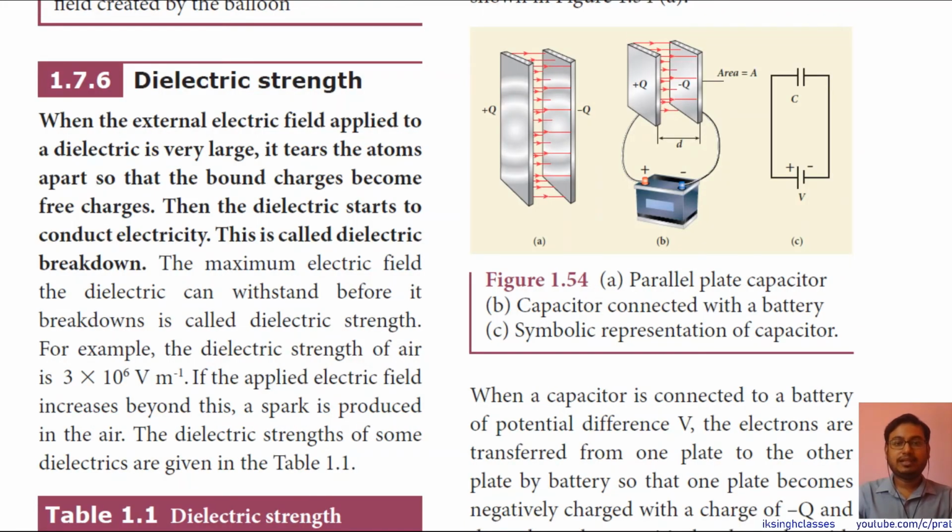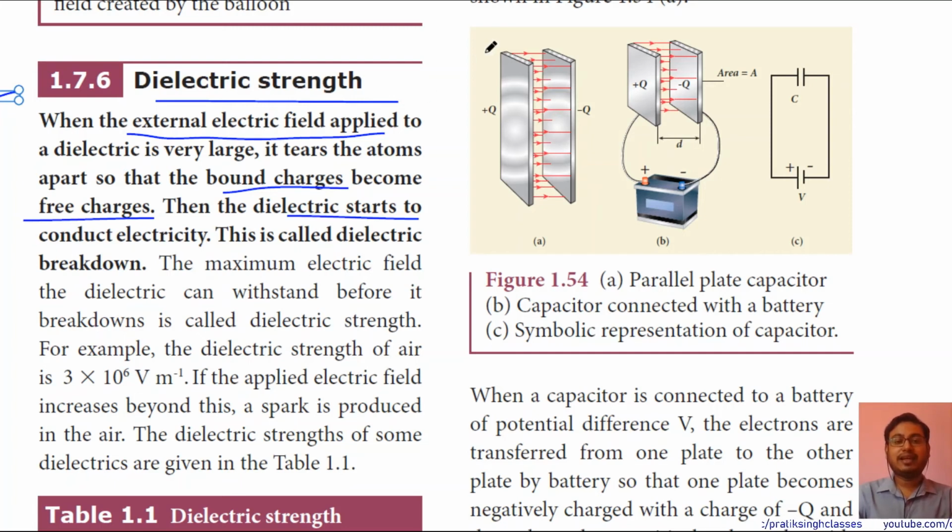Coming to the next topic, that is dielectric strength. What does it really mean? We know that when a dielectric slab or dielectric material is kept inside an external electric field, the charges realign in a particular direction, but because they are bound charges, they do not move from their respective positions. But when the applied external electric field is very large, the atoms break, and the bound charges, that means the electrons, become free charges, which means they can move from their respective positions. Then in that situation the dielectric starts to conduct electricity.